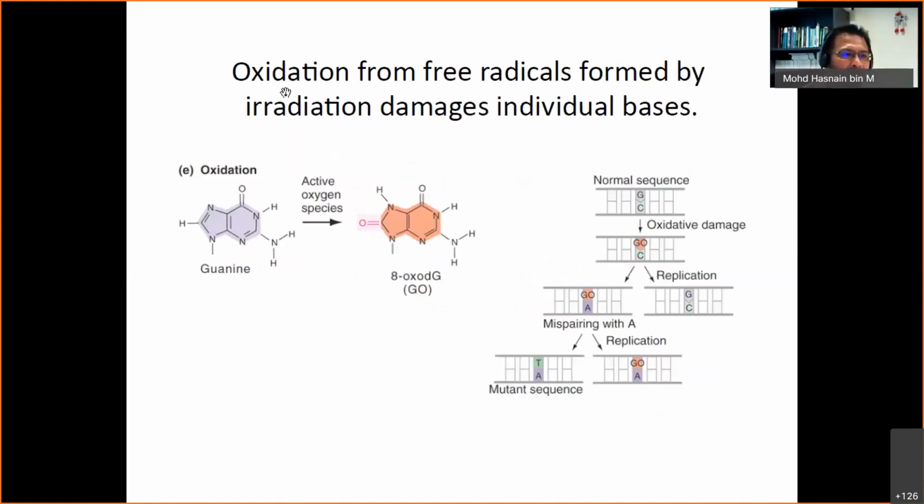Okay, and then the next one, how mutation can occur is oxidation from free radicals formed by irradiation, which damages the individual bases. So free radicals occur in our cells all the time.